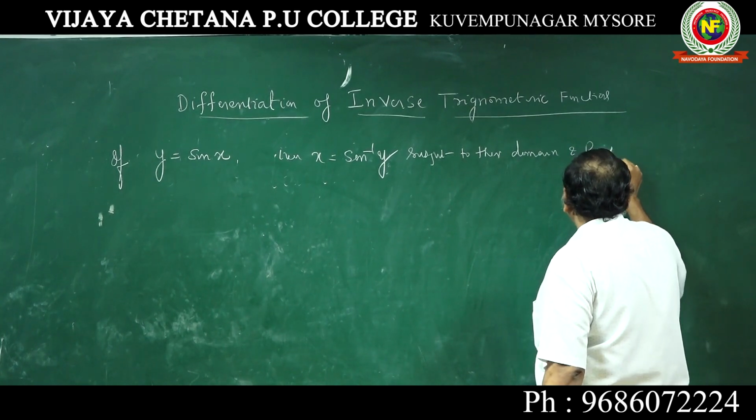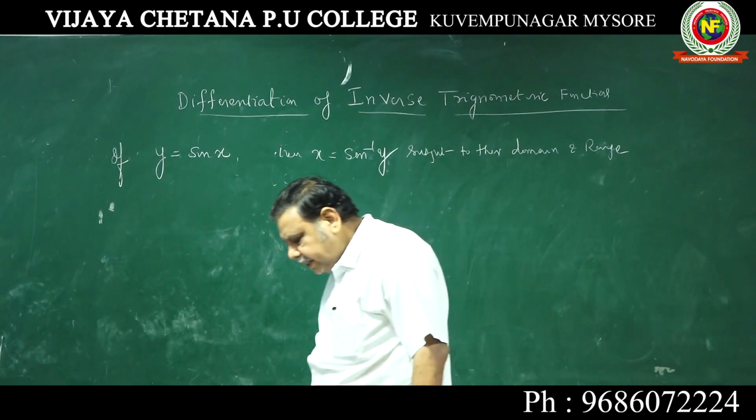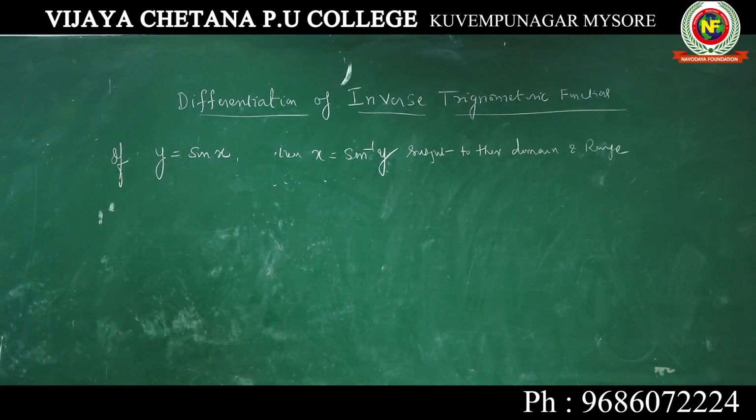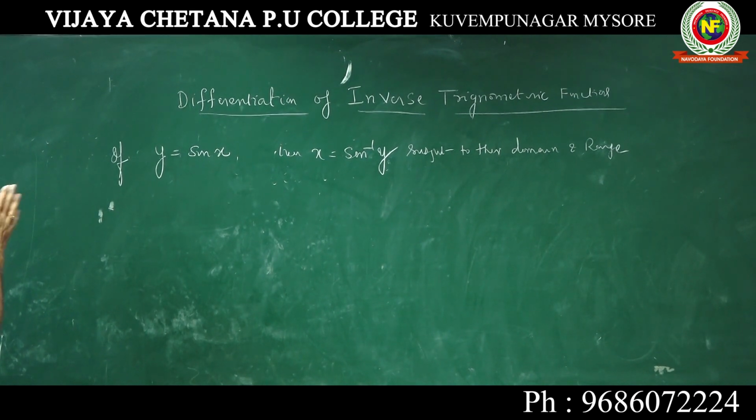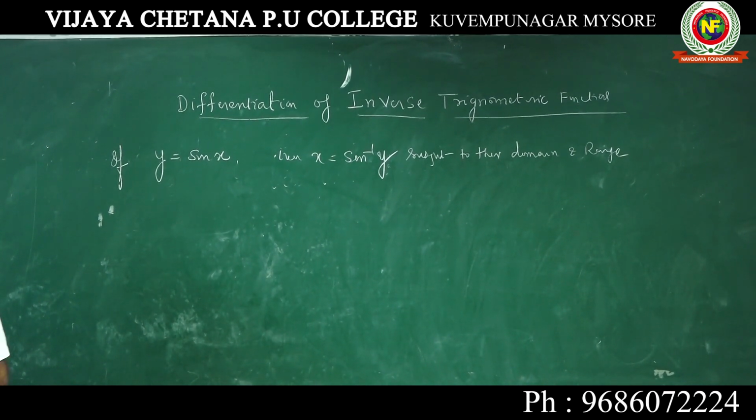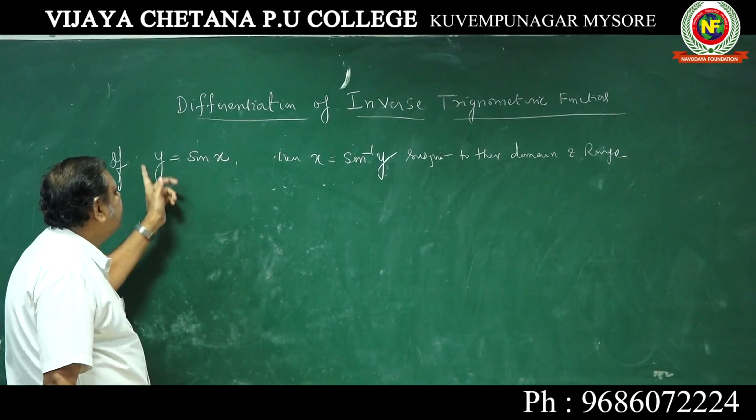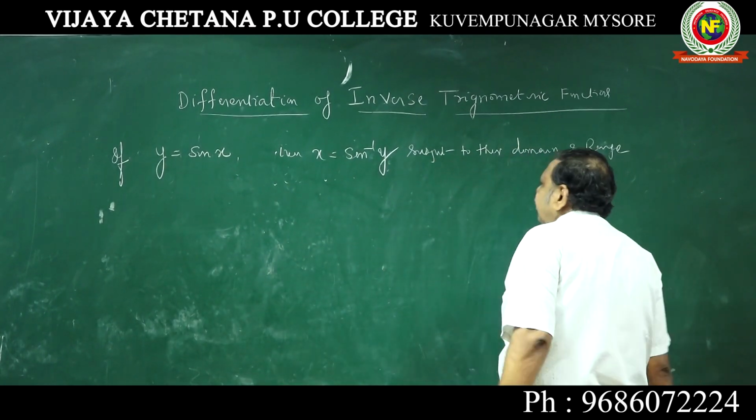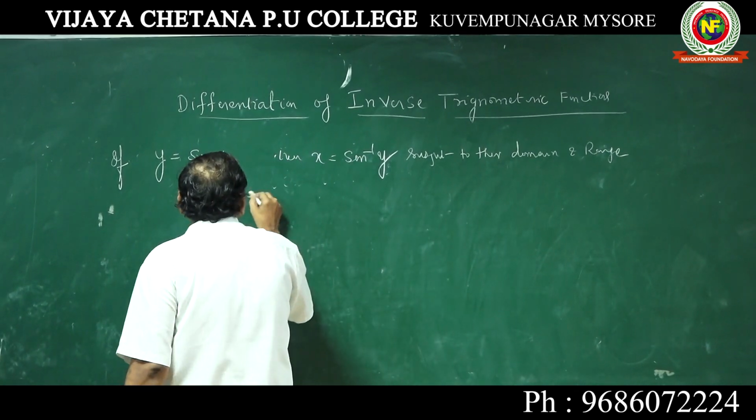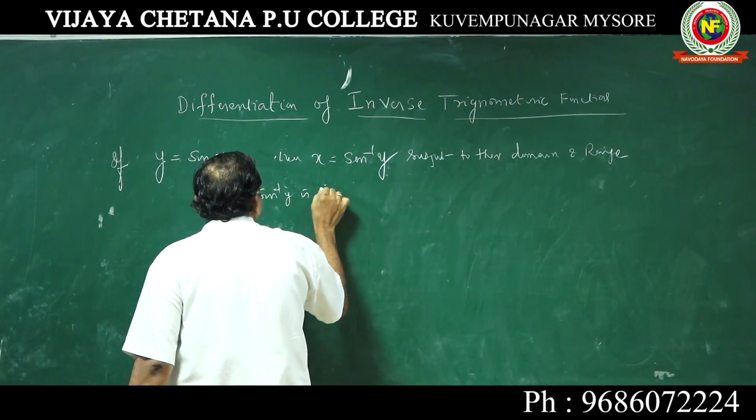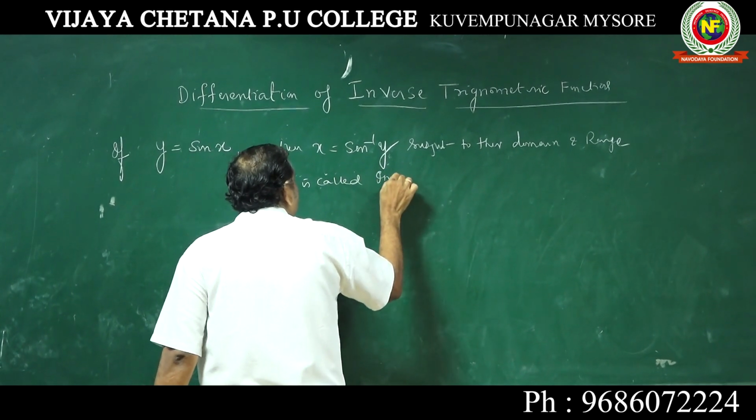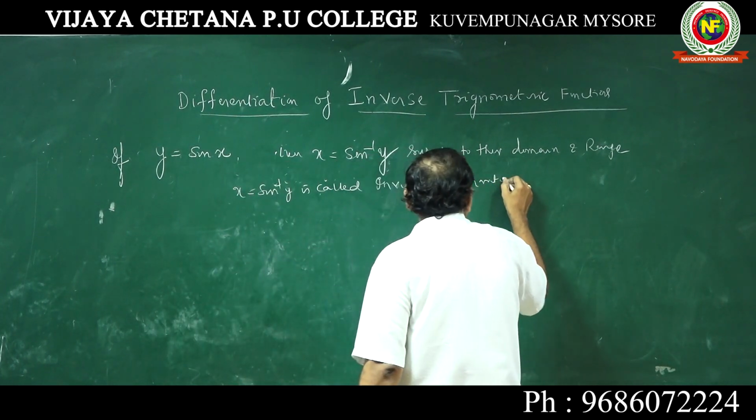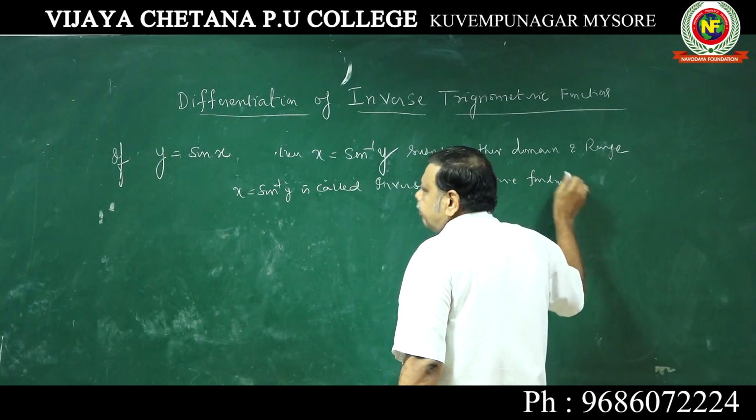Every inverse trigonometric function has got separate domain and range. Sin inverse x has separate domain and range. Cos inverse x has a different domain and range. All these things will be given by Mr. Revanna. Now, whatever is required for us, I am going to tell. If y is equal to sin x, x is equal to sin inverse y, which is called the inverse trigonometric function.